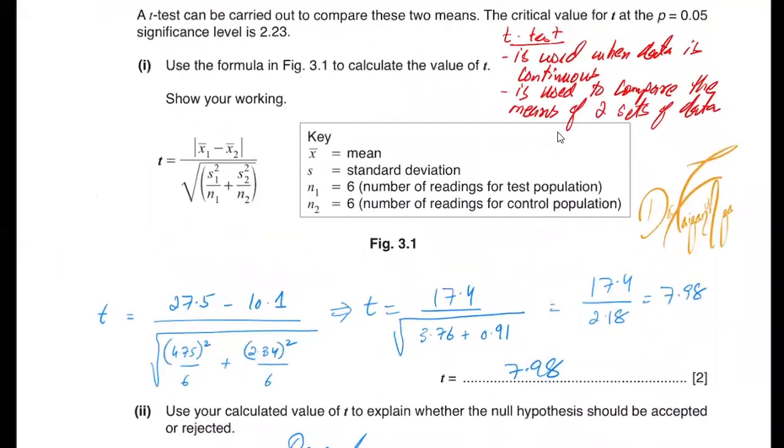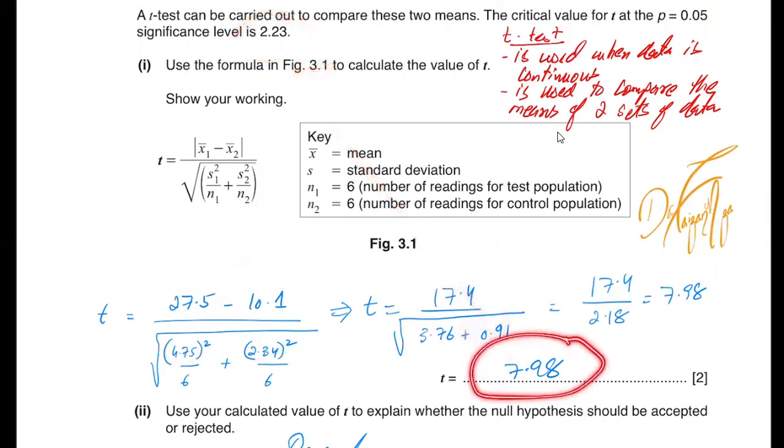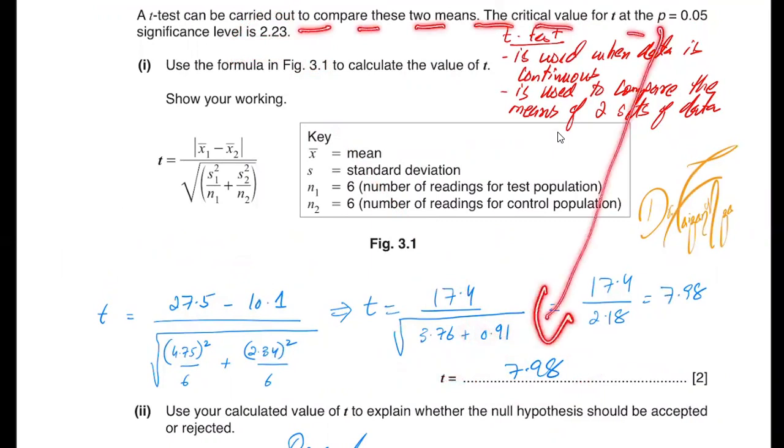Now, we know that the critical value is 2.23 and the calculated t-test value is 7.98. We'll compare the two values together. This is what we do in statistics. We compare the calculated value with the critical value and see whether our calculated value is larger or smaller than the critical value. In this case, our t value of 7.98 is way larger than the critical value 2.23. After 2.23, you will have 3, 4, 5, 6, and 7, and only then 7.98 comes. So our critical value is way smaller and our calculated t value is way larger.